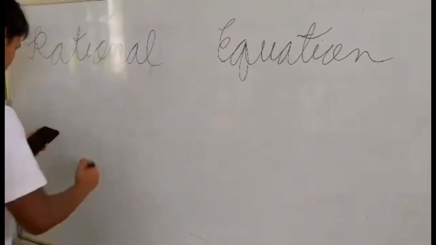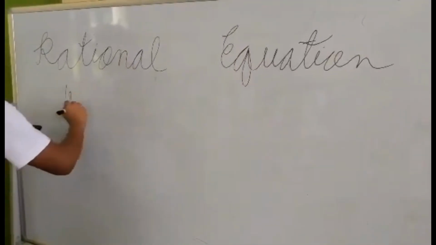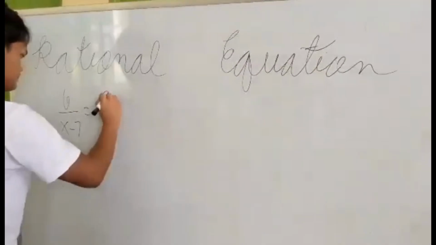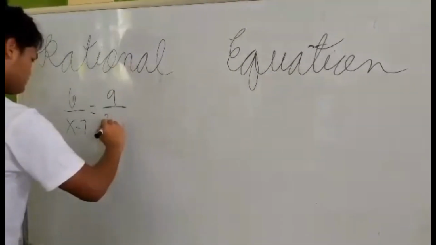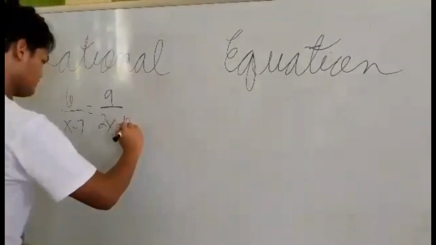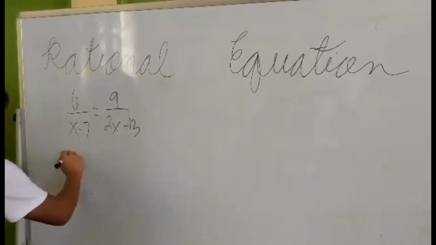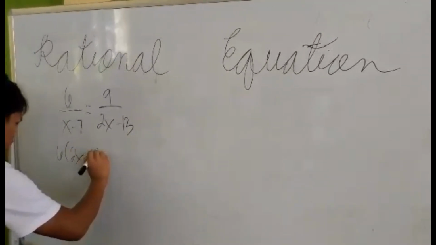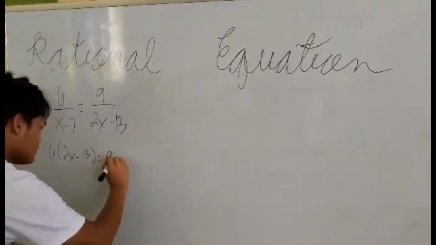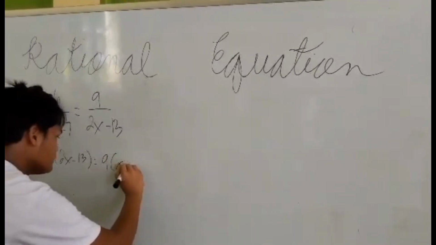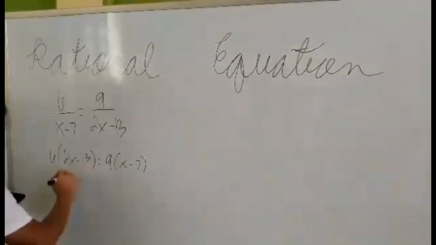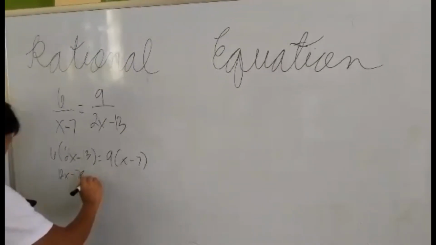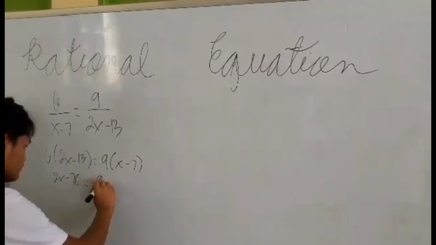6 over x minus 7 is equal to 9 over 2x minus 13. So we're going to use cross multiplication. So 6 times 2x minus 13 is equal to 9 times x minus 7. So let's distribute it. 6 times 2x is equal to 12x minus, 6 times negative 13 is equal to 78. Then 9 times x is equal to 9x. Then 9 times negative 7 is equal to negative 63.